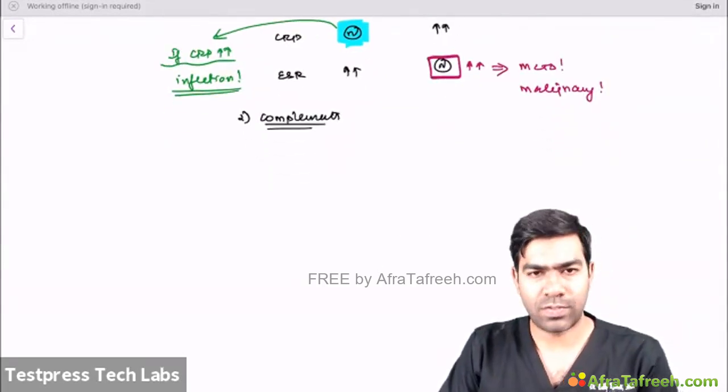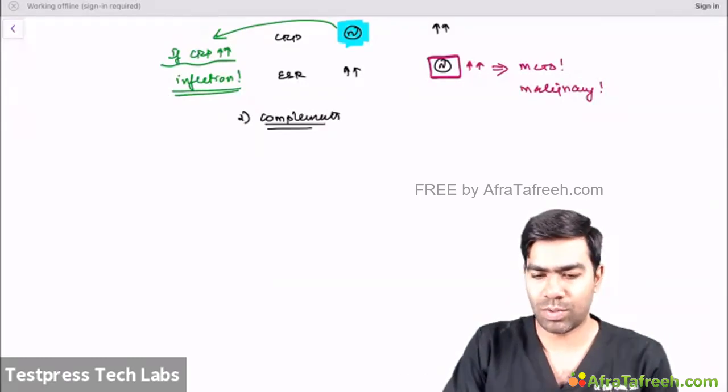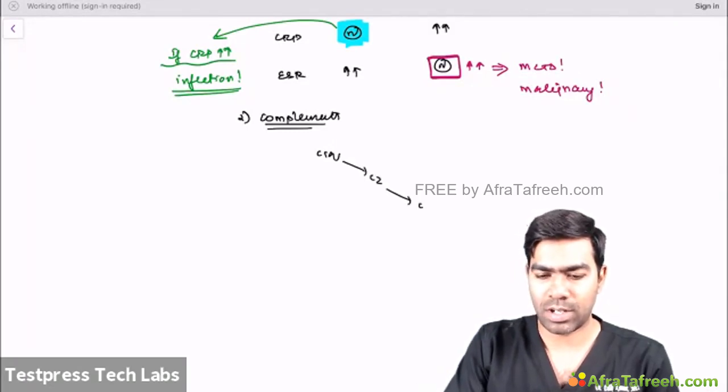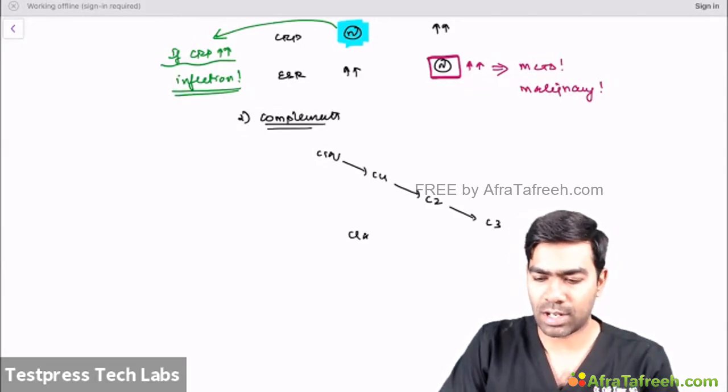So we need to test for the complements, of course. We know what the classical complement pathway is. In a nutshell, C1q will activate C4, which will then activate C2, which is going to activate C3, which is the common pathway. This is the classical complement pathway.